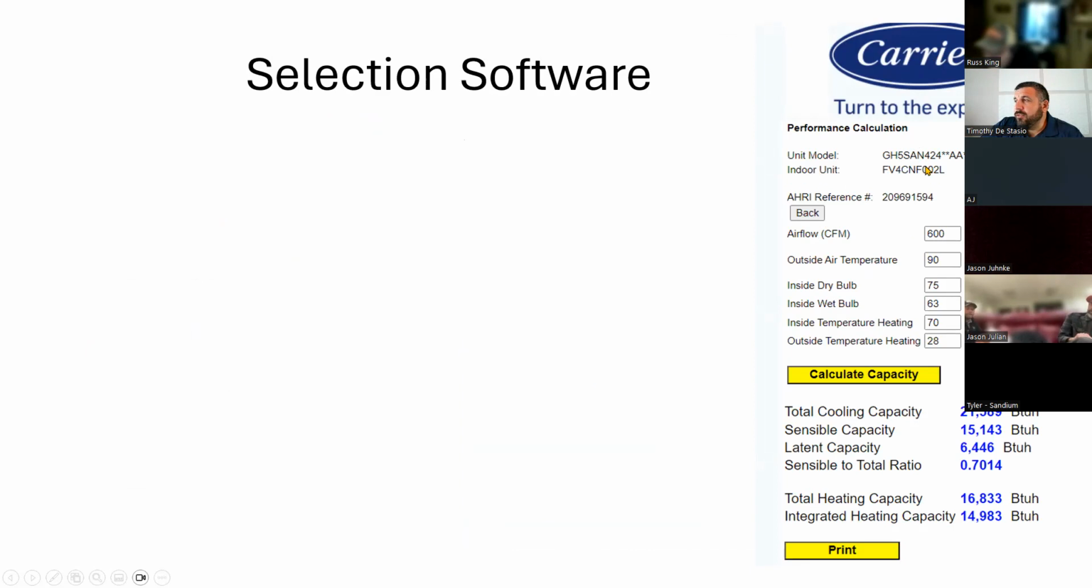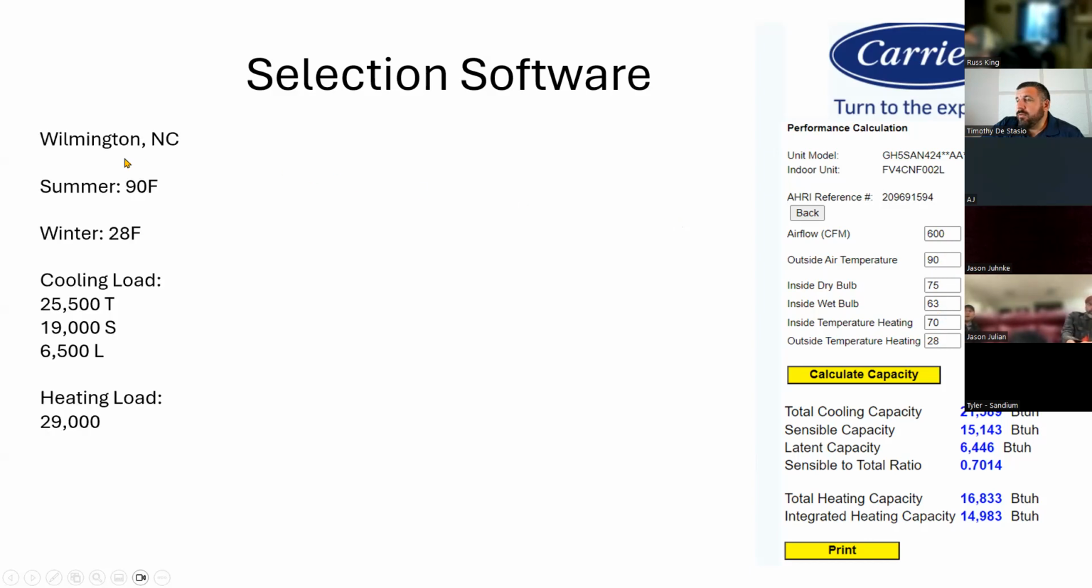We've got a single stage heat pump. Here's our model numbers. These are all editable boxes. We put in maybe a CFM to start out with. We put in our conditions. And so these are conditions where I'm at, Wilmington, North Carolina. These are the conditions I put in. Here's my load. Let's see if this unit is going to meet Manual S.